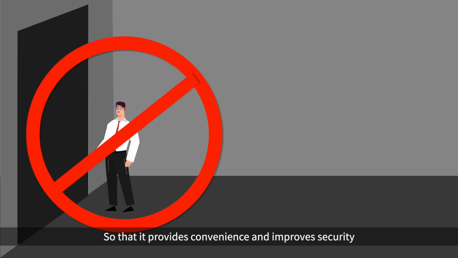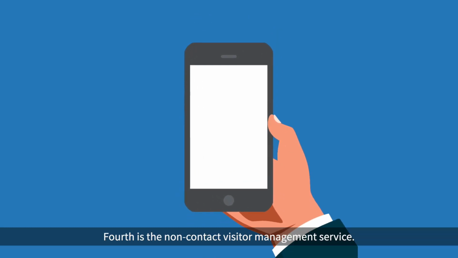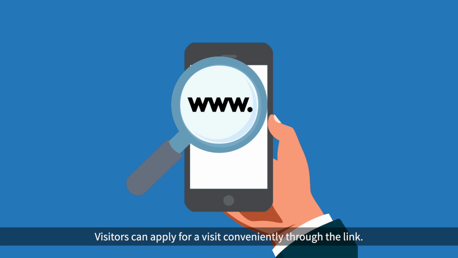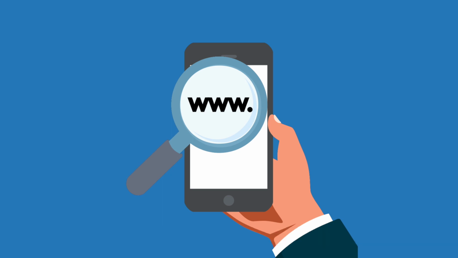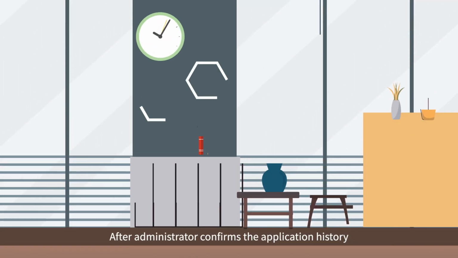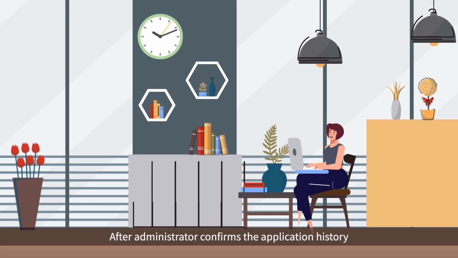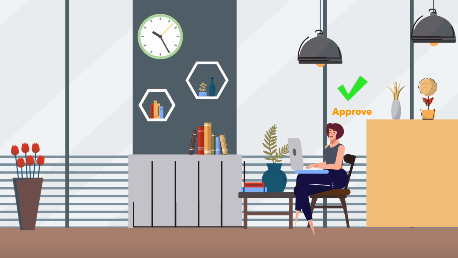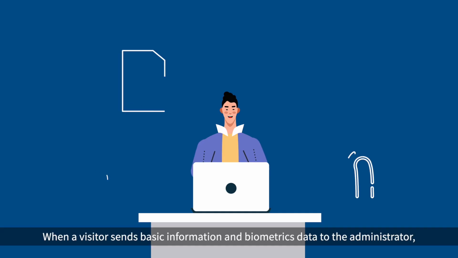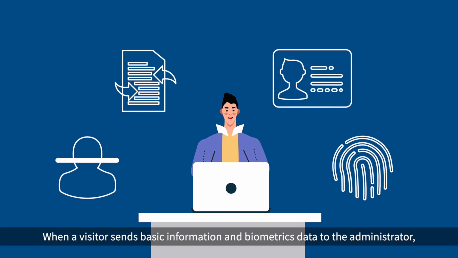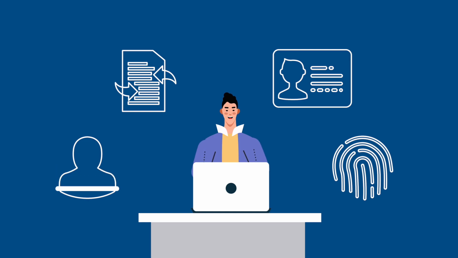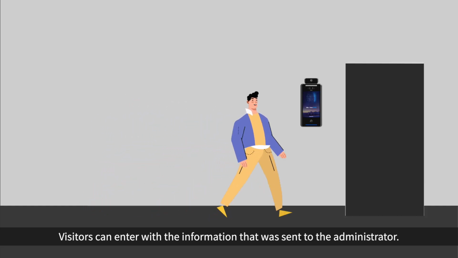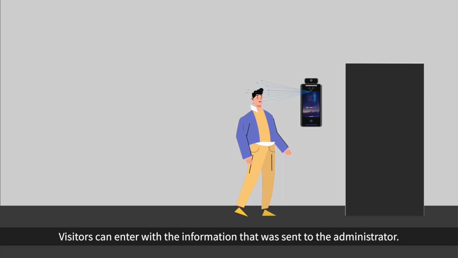Fourth is the non-contact visitor management service. Visitors can apply for a visit conveniently through the link. After administrator confirms the application history, they can approve or decline the application. When a visitor sends basic information and biometric data to the administrator, visitor can enter with the information that was sent to the administrator.